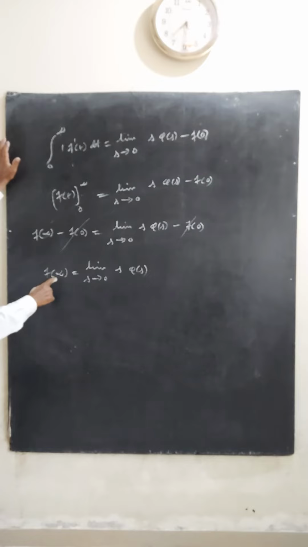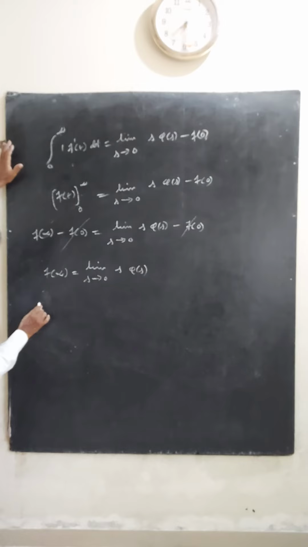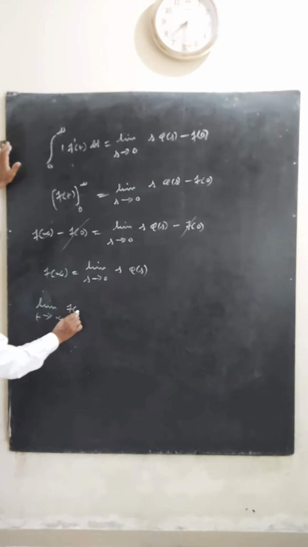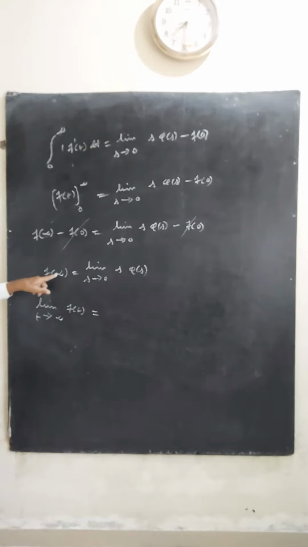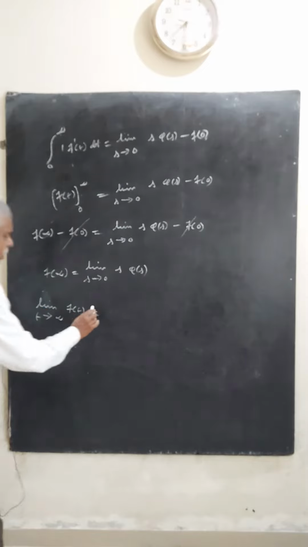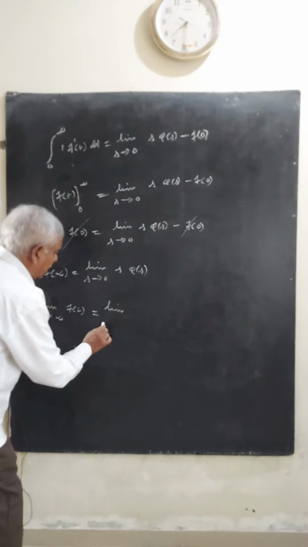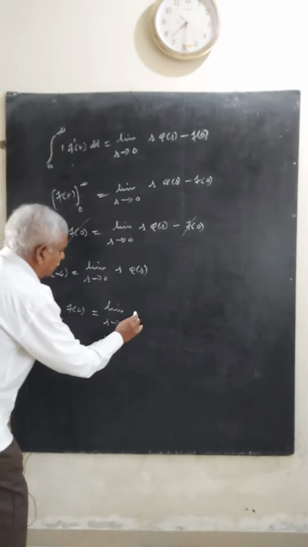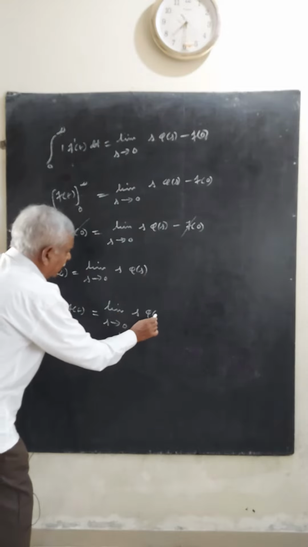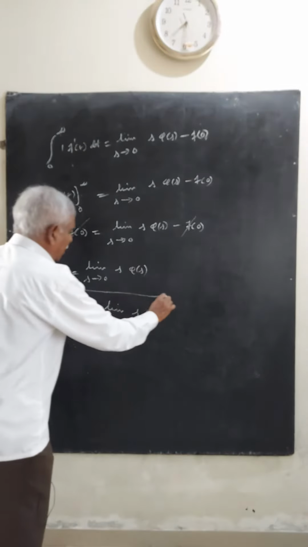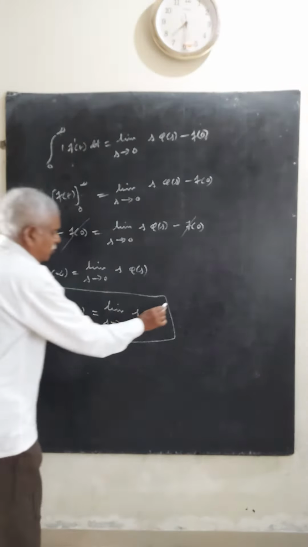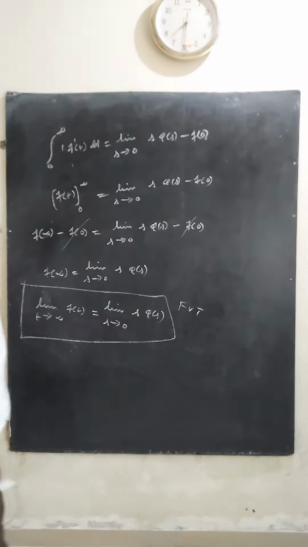Here infinity comes for t. Therefore, we can write it as limit t tends to infinity of f of t. Instead of t, we are writing infinity. Coming in reverse, limit s tends to 0 of s phi of s. This is called the final value theorem. Hence proved.